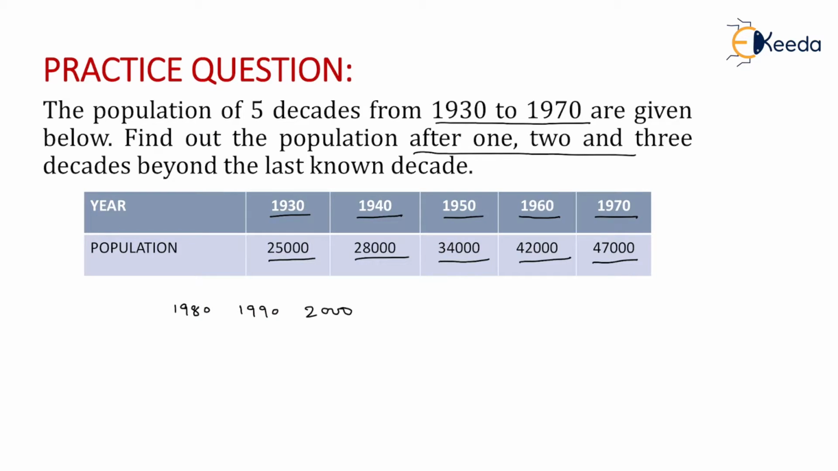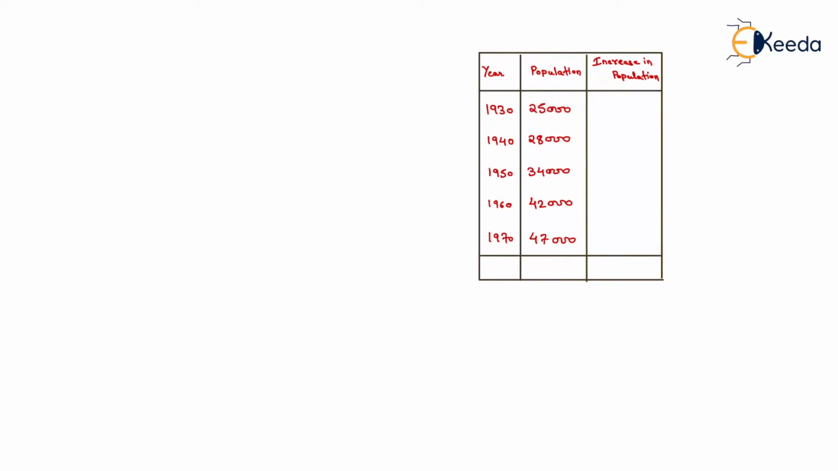The first method will be the arithmetic method. According to the arithmetic method, what is the formula of Pn, the population after n decades? It will be Pn equals P naught plus n x bar. Now we need to calculate n and x bar here.